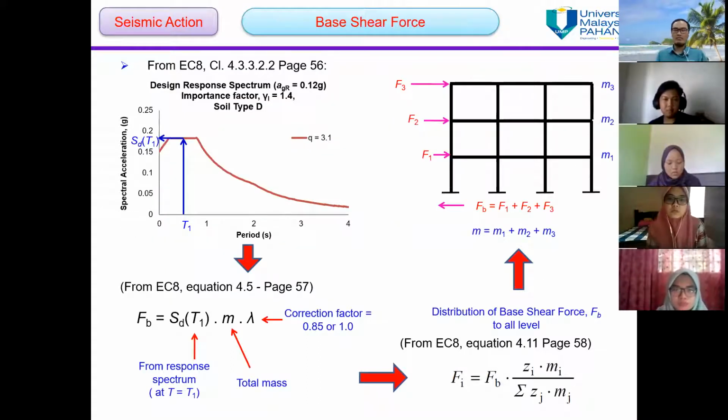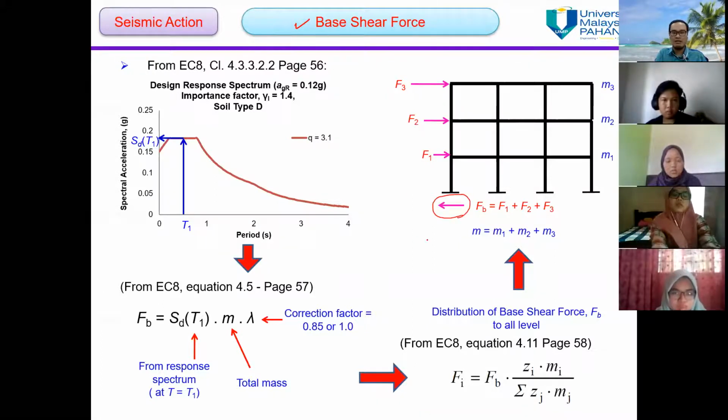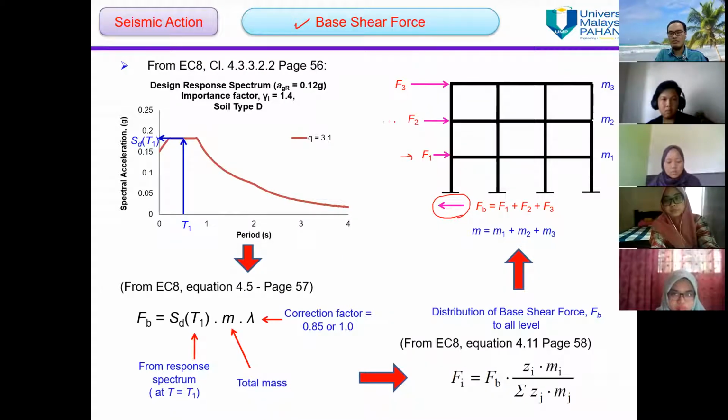Okay, in this topic, we will discuss how to determine the magnitude of forces acting from the earthquake, which we now call the base shear force. Base shear force is the total force acting from the ground, before we distribute it, so it will act on the story joints. So this is the step.